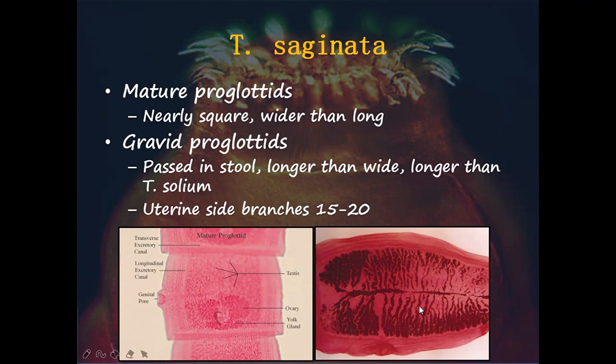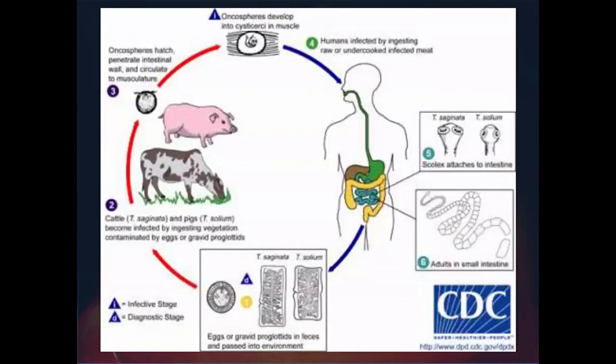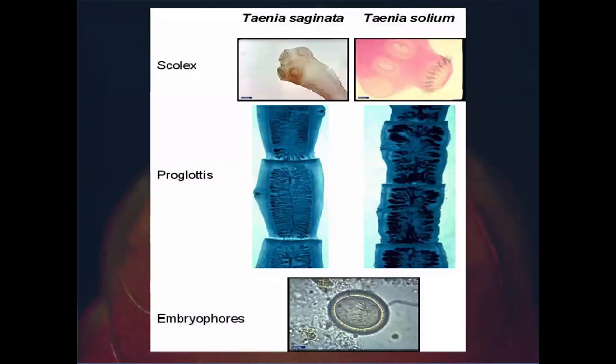So if you count, that is actually more or less more than 15: 1, 2, 3, 4, 5, 6, 7, 8, 9, 10, 11, 12, 13, 14, 15, 16. So almost 20 uterine side branches. So that is, when you see that in your slides in your lab, that is automatically T. saginata. So life cycle, almost the same. Okay, so this is just a comparison of both.